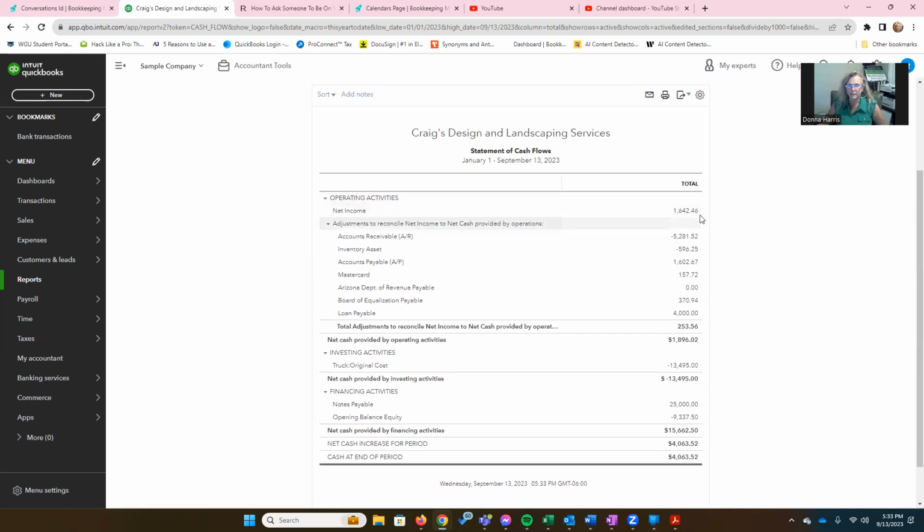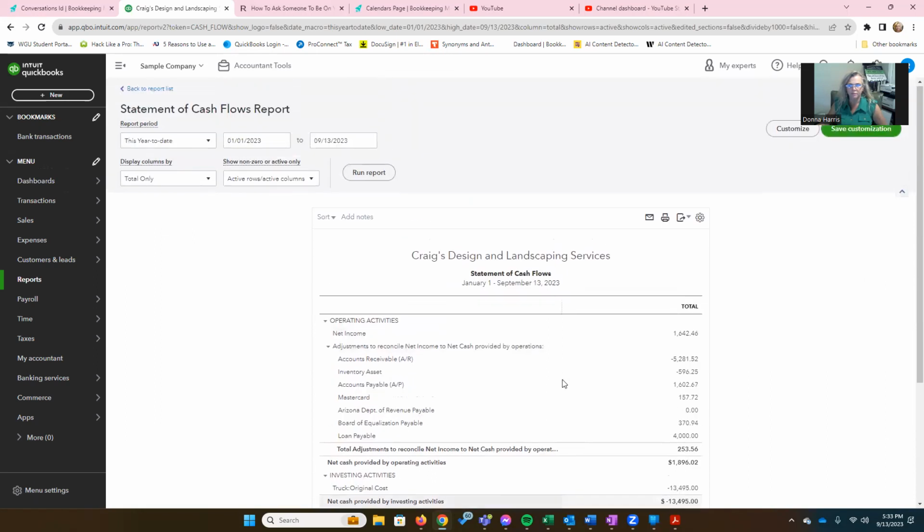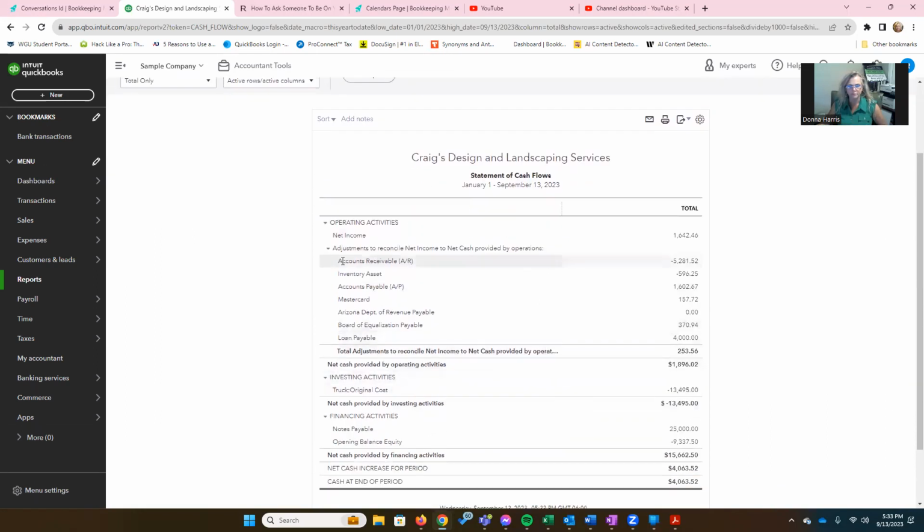So we have net income. You notice there's three sections here. The first section is operating activities. This is cash flow that was generated because of the normal day-to-day operations of your business.